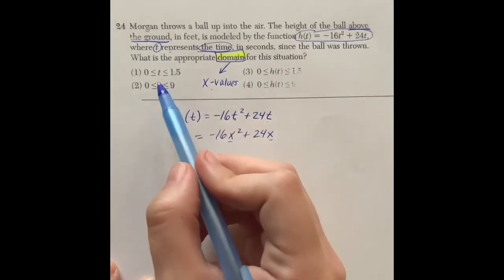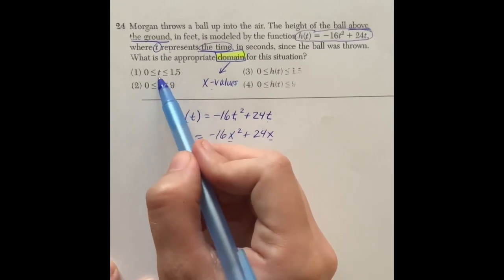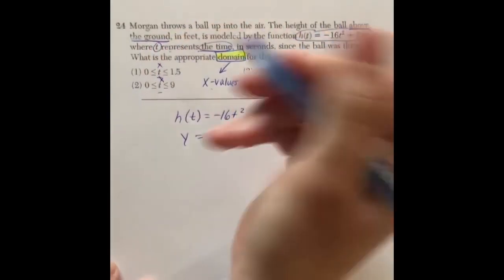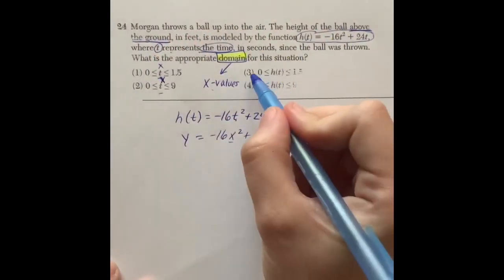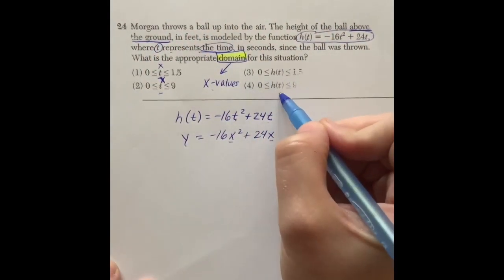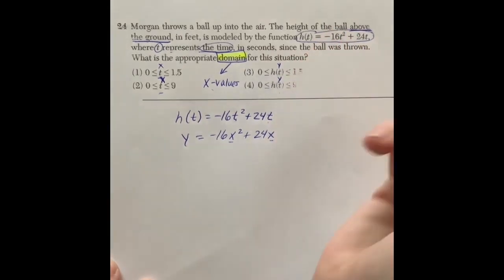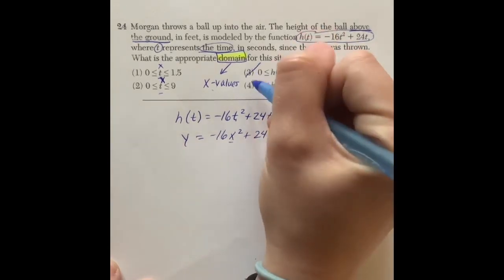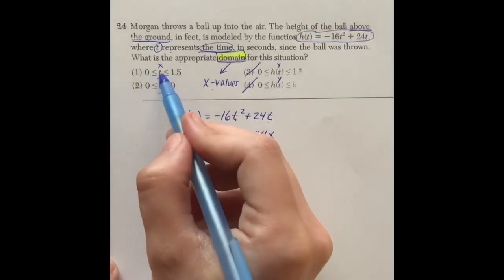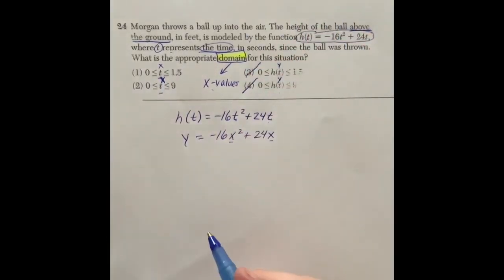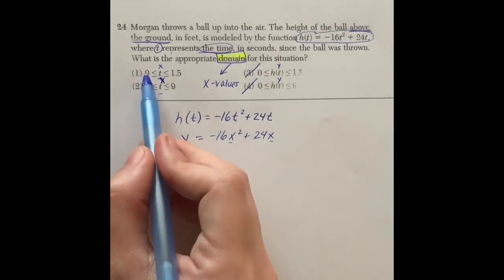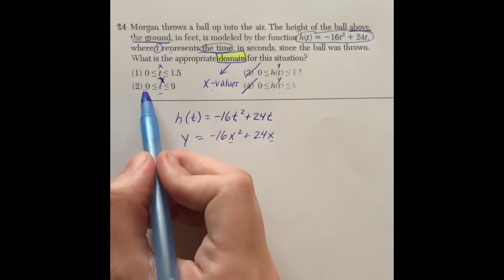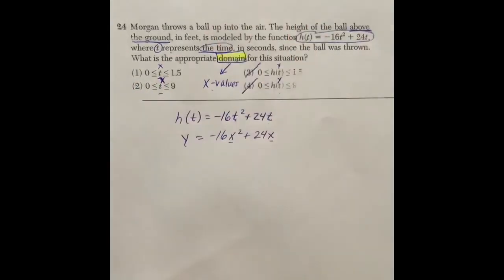If you look at our choices, choices 1 and 2 have a t in them, which is the same thing as x, and 3 and 4 have h of t in them, which is the same thing as y. Because domain means x values, I don't want to deal with y's. Let's get rid of choices 3 and 4. Now I need to decide, is it going to be from 0 to 1.5, or from 0 to 9, the domain.